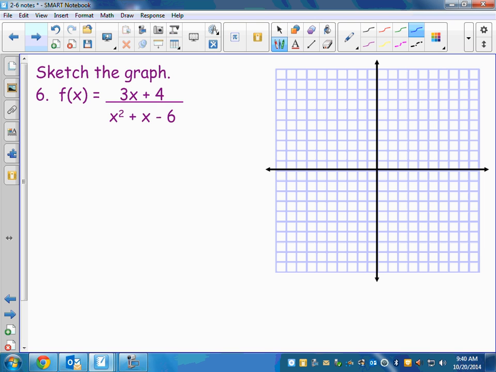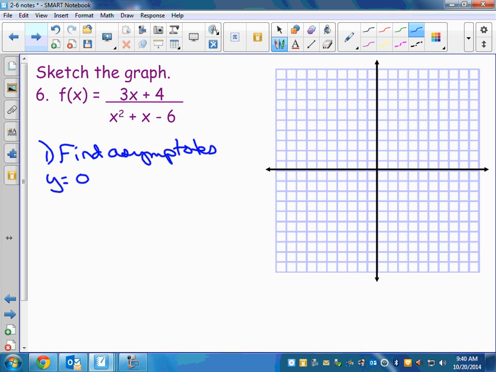So step 1 on these, I think, is you should find your asymptotes. Horizontal is kind of nice because you don't have to do any work for that. You just have to know the rules. The degree of the numerator is less than the denominator, so what do I know about my horizontal asymptote? It's y equals 0. Right.